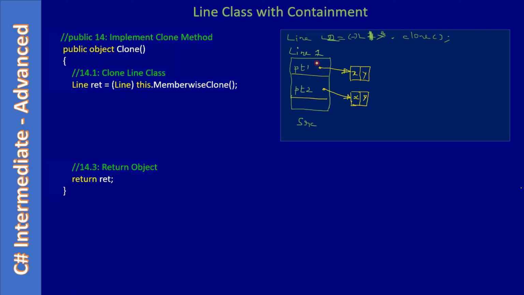As you see here, the source object, that means Line 1. So this Line 1 itself will be in the heap, and that has 2 compartments. And compartment 1 is storing the address of some other heap location. Let's say this is H1, heap location 1, and compartment 2 is storing some other heap location, H2.